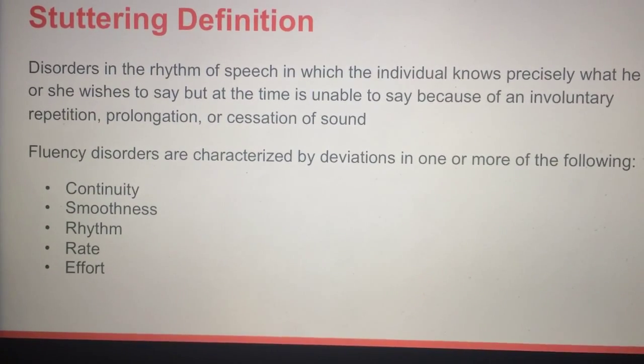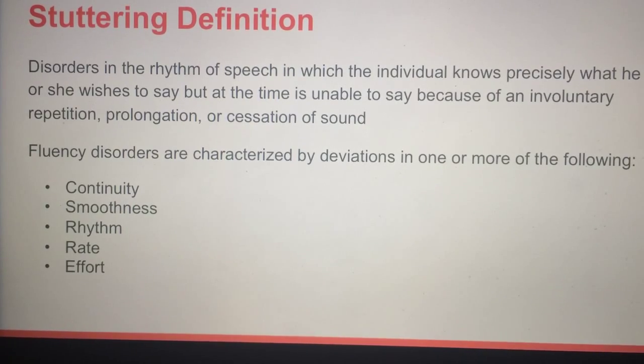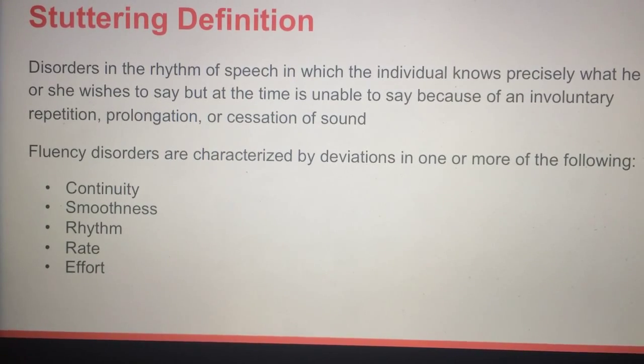Rate, which is how fast or slow speech is, and is measured by words or syllables spoken per minute and relates to information as to the flow as well. And then effort, which is how much mental or physical work it takes to talk, and normal speech is not effortful.